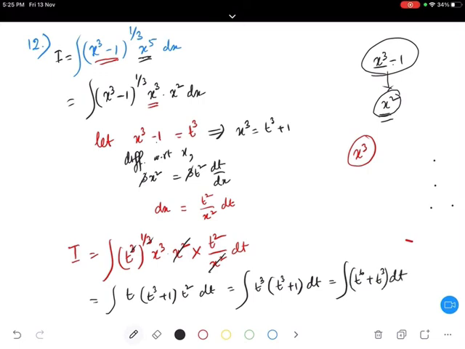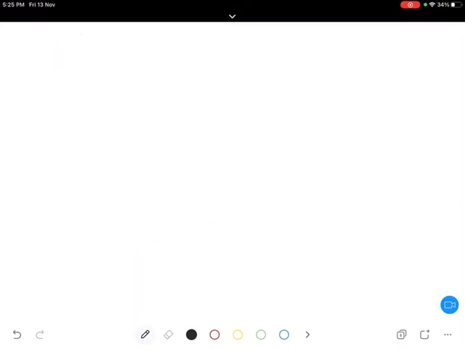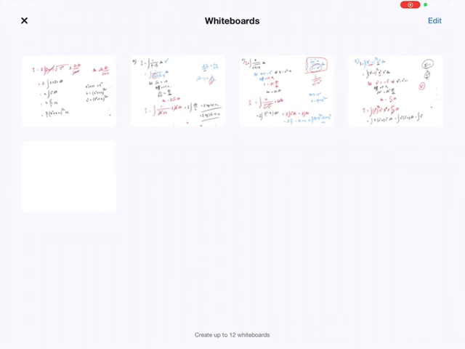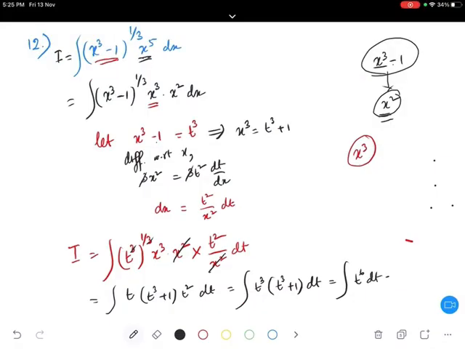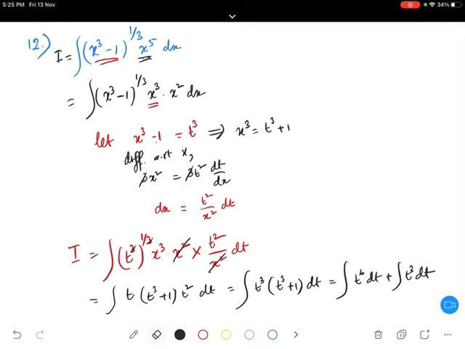We can directly separate and write. So the integral of t to the power 6 dt plus the integral of t cube dt. This is what we have, right? Now what will be the answer? t to the power 6 gives us t to the power 7 by 7 plus t cube gives t to the power 4 by 4 plus c.